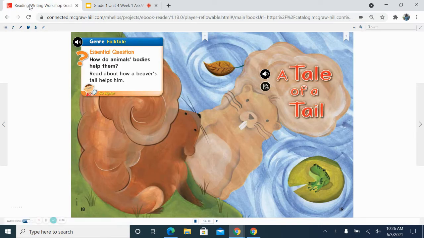Today, we are going to read the story, A Tale of a Tale. As we read, I want you to ask questions. We are going to update our chart as we read. Let's begin reading today.